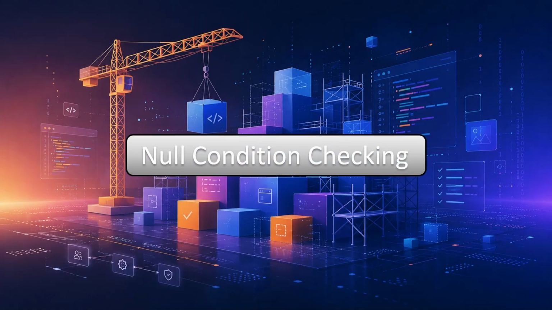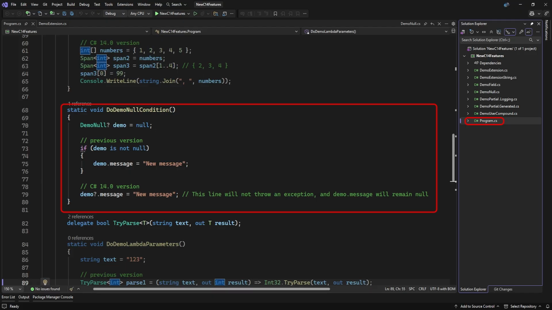Null-conditional assignment. This is a very handy feature. We are all familiar with the null reference exception when we try to access an object that points to null. Previously, we had to do explicit null checking before using a possible null reference object. In C# 14, you can use the null-conditional operator on the object. If the object is null, no assignment happens and no exceptions are thrown.